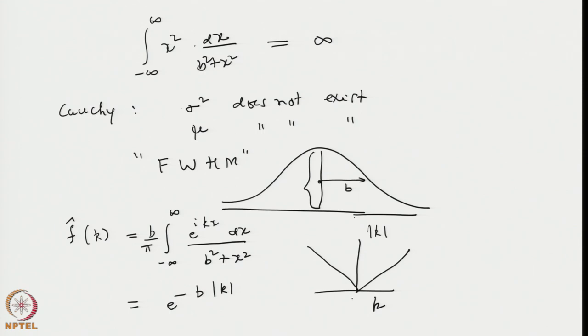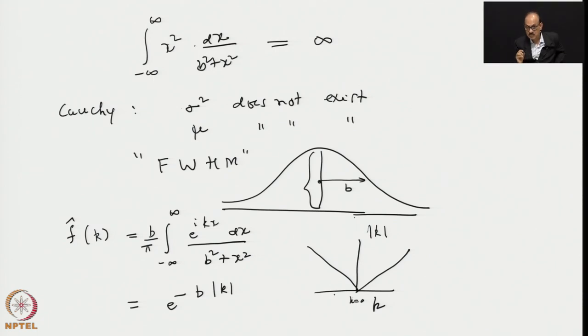The function is continuous at k equal to 0, but not differentiable. If you approach from the right, you will get a slope of plus 1. From the left, you will get a slope of minus 1. So there is a discontinuity in the derivative, and hence it is not a differentiable function. Which basically means that the method we carried out in deriving the central limit theorem, that is a Taylor expansion around k equal to 0, which presupposes the existence of the derivatives, is not valid. So we cannot expand it in terms of Taylor series.